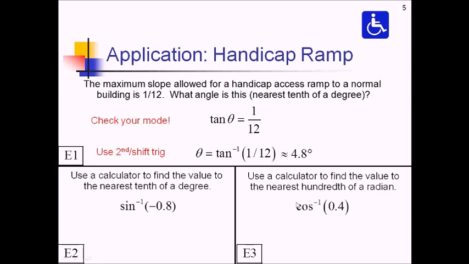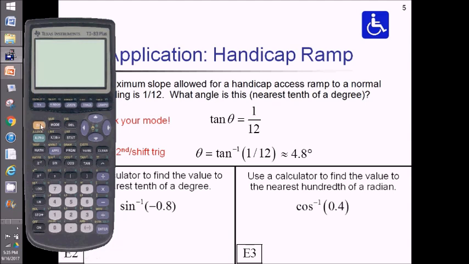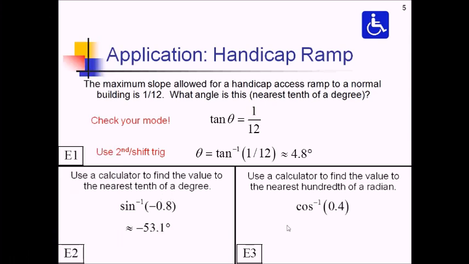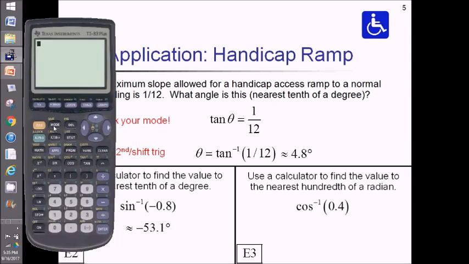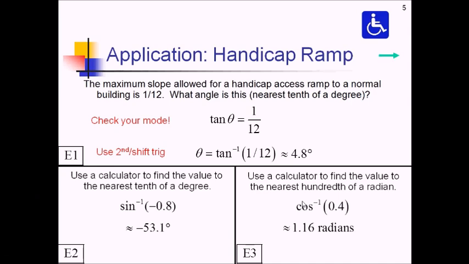All right, let's see if we came up with the same thing. For the first one, we're doing second sine of negative 0.8, which gives us negative 53.1 degrees. For the next one, first, let's switch our mode to radians because they want the answer in radians. And then let's do second cosine of 0.4. And that's going to be 1.16. And for our units on this one, we are going to put radians.